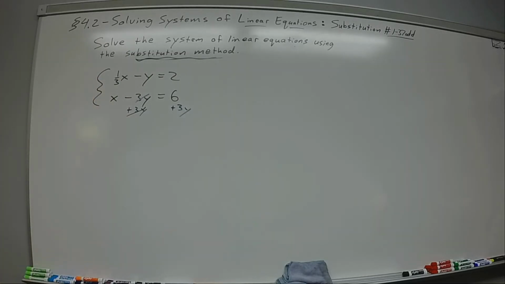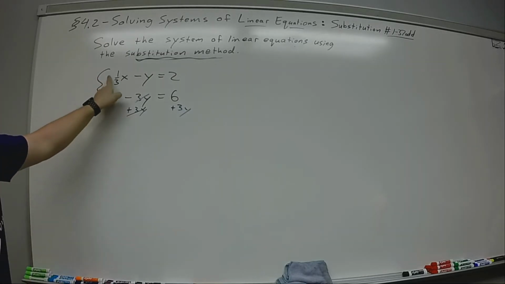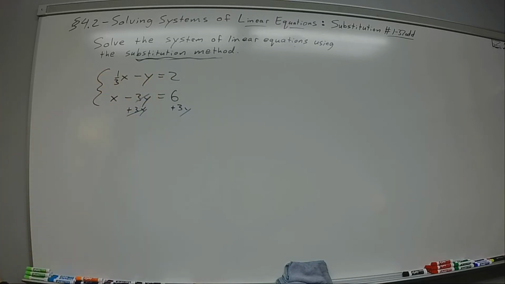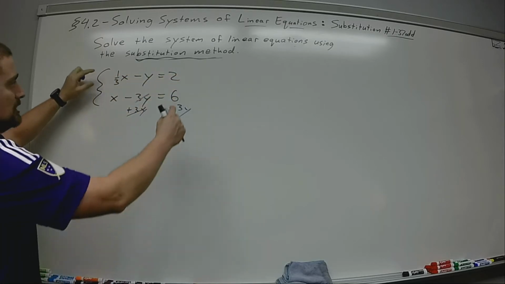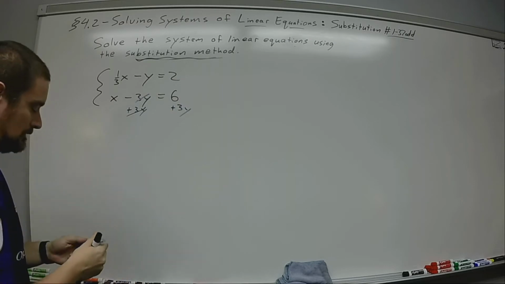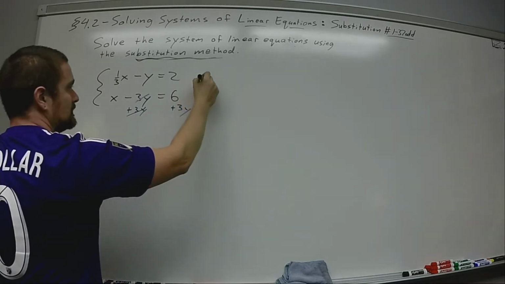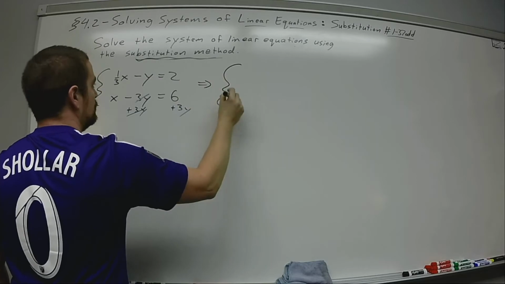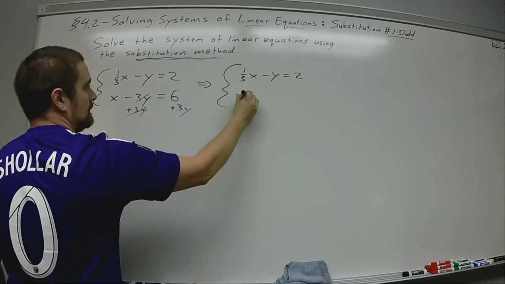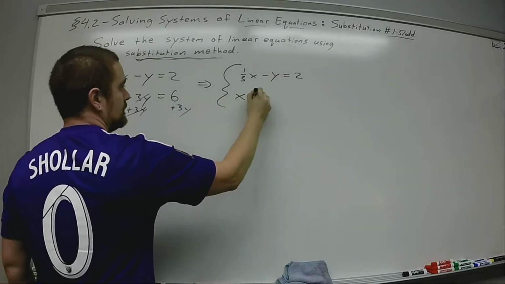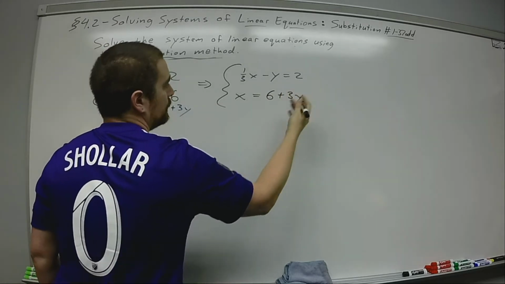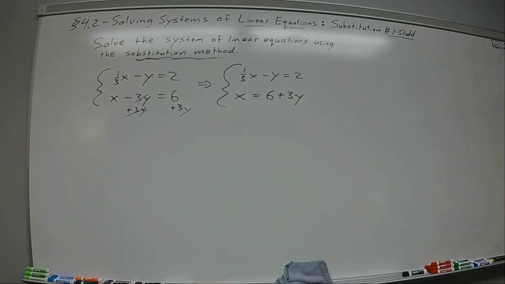There's nothing stopping you. You could multiply the entire first equation by 3 to cancel out that fraction. As long as you maintain the equality by doing the same thing on both sides, you're never changing the system. I'm simply rewriting it so that I can see a substitution, and in this case it'll be x equals 6 plus 3y, or 3y plus 6 if you write it the other way.